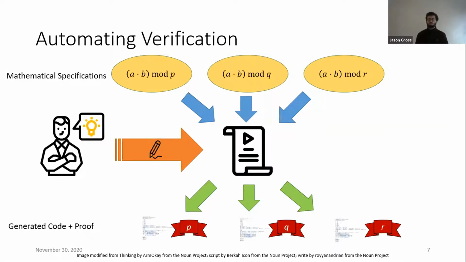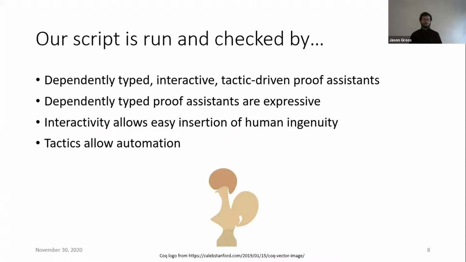One way of automating verification is for Lightbulb Man here to write a script that generates both the code to be verified and the proof that this code matches the spec. In this way, when we have many related specifications, as we do in elliptic curve cryptography, we can write just one script parameterized over the differences in the specification and thereby pay the upfront cost once and get the verification of a significantly larger amount of code for free. And this allows us to significantly reduce the marginal cost of verifying new code. Our script is run and checked by a dependently typed interactive tactic-driven proof assistant, in this case, Coq.